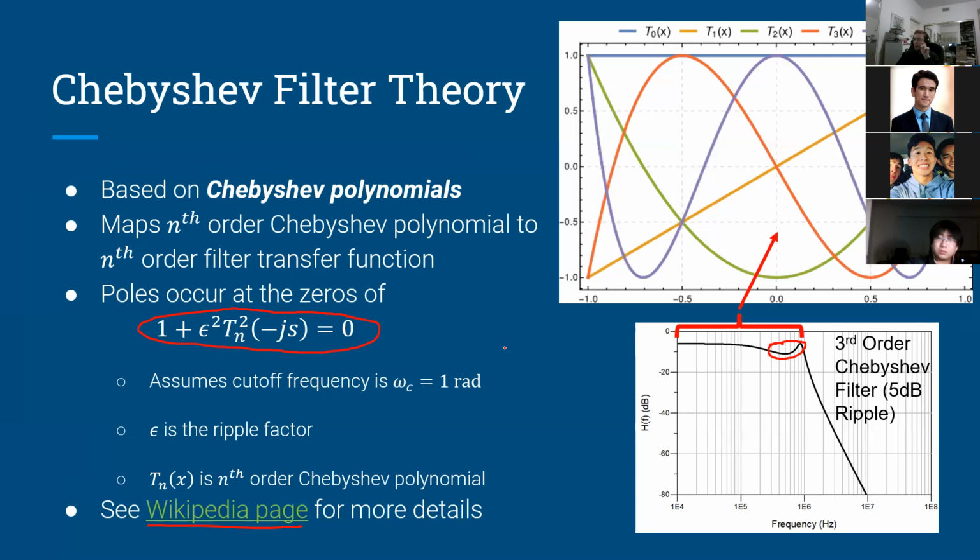But an important thing to note here about this filter is that it's also called the equiripple filter. And you can kind of see that each of these polynomials are bounded between 1 and -1. And when that's scaled to the filter, that'll bound your ripple to something between 0 dB and something else. And that something else is defined by this ripple factor, and that's up to the designer to choose.